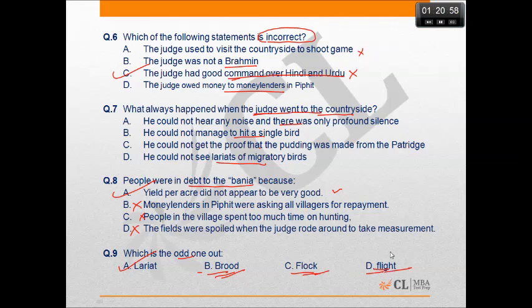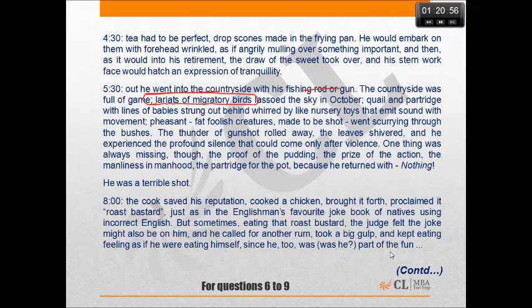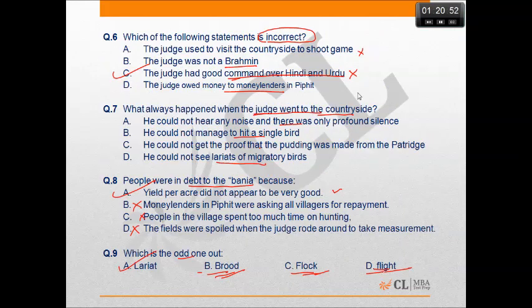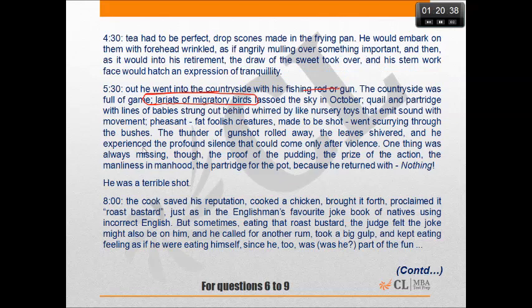So again, it's talking about a group of birds: a brood, flock, a flight of birds. No, I think it is still right. Okay, what happened? He could not hear noise, he could not manage, he could not see. He could see. So, what always happened? He could not see is incorrect. He could see, so choice. Let me go back to it.